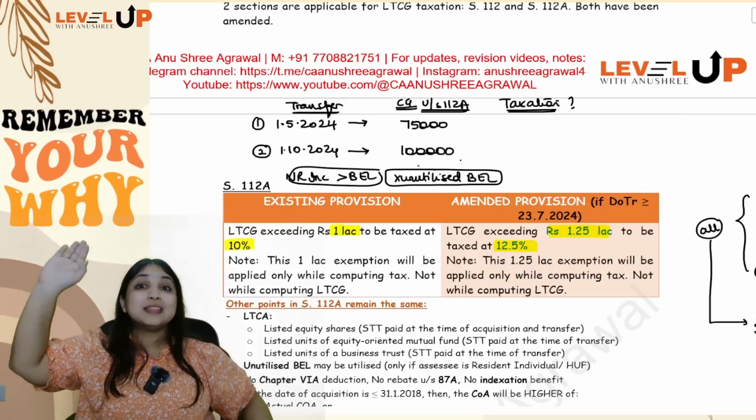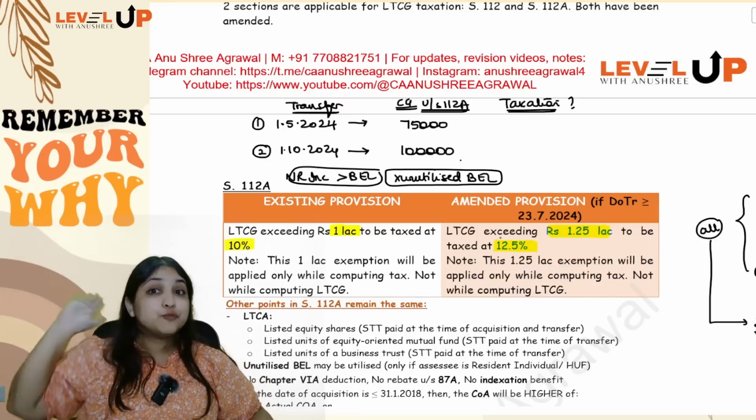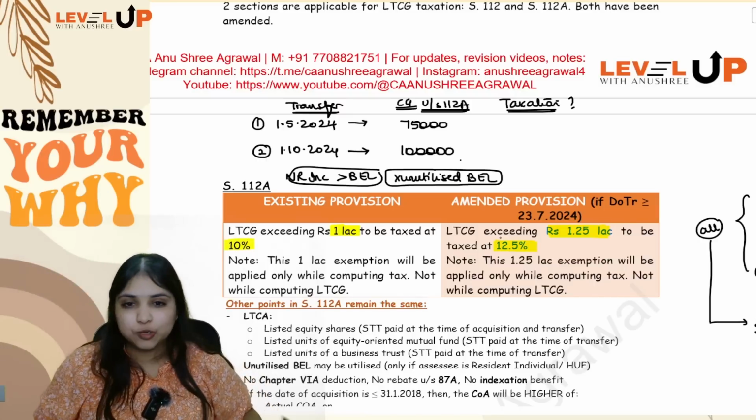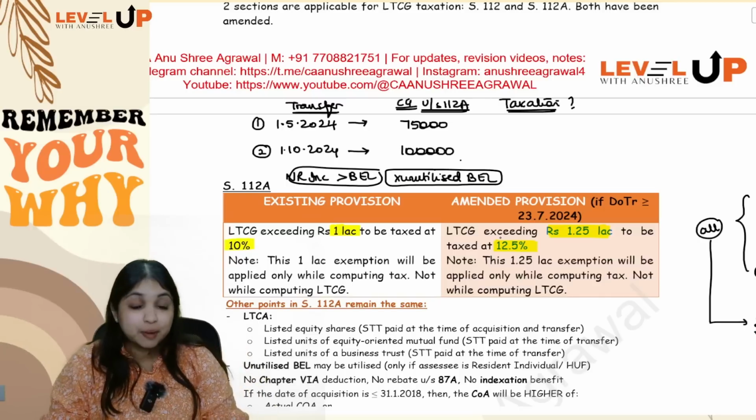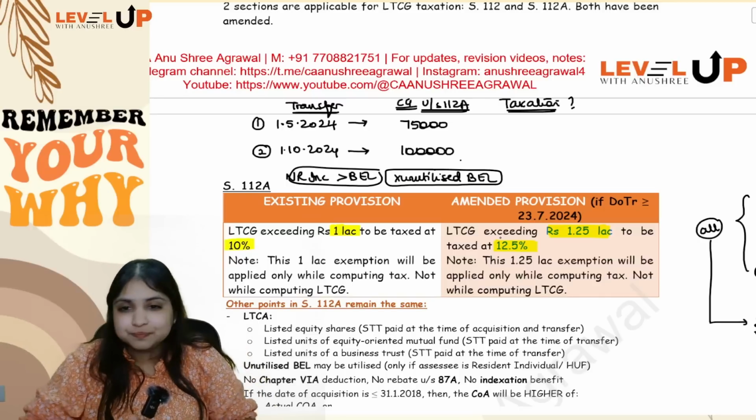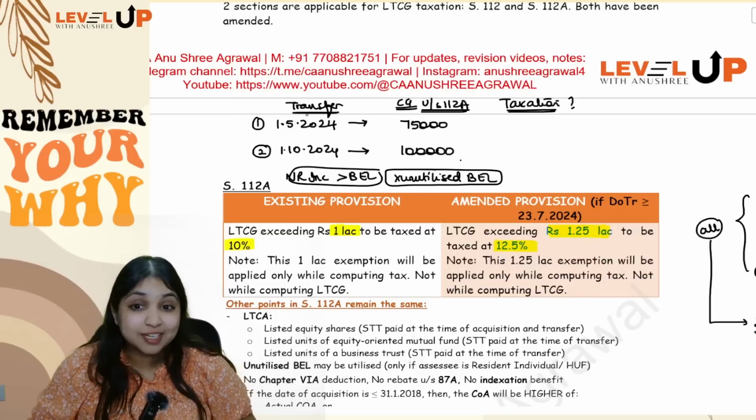I am going to assume other income and all is more than BEL. So full BEL is utilized. There is no unutilized BEL. Now what is a taxation number? How will we compute? See, the whole point depends upon the date of transfer.